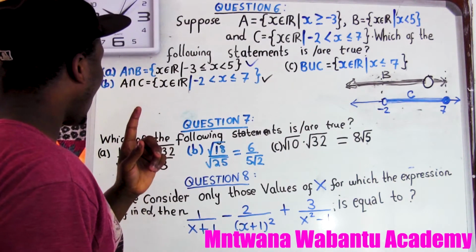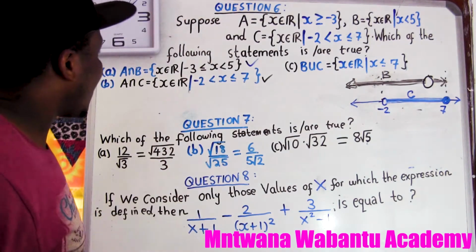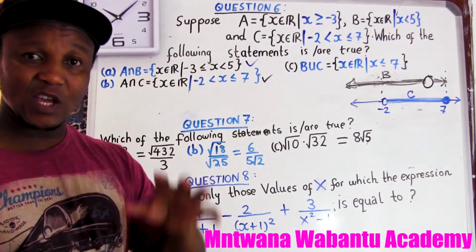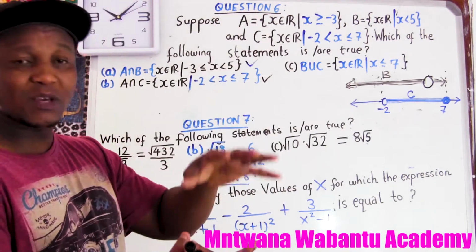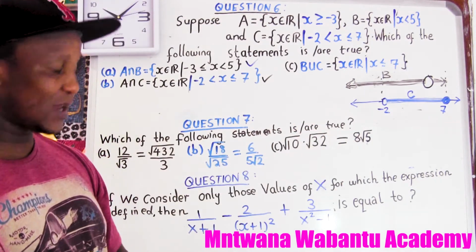You see now? So now this one is not intersection, it's B union C. Union means put them together, join them together. Now let's go.